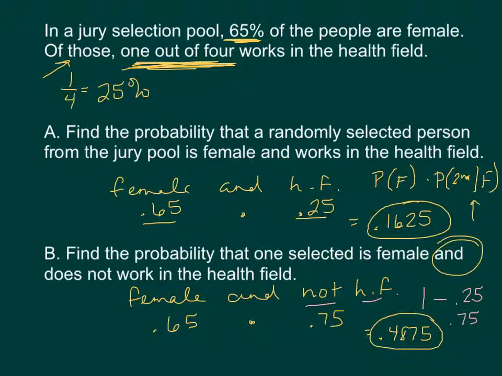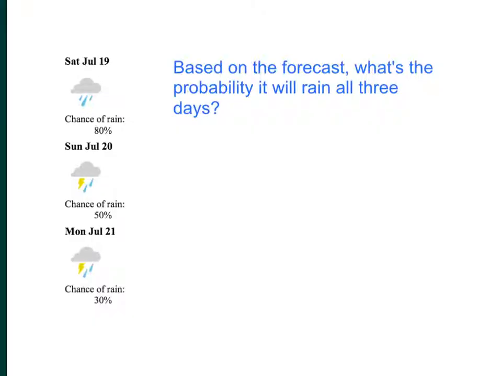So when you have multiple events, and I might have had, well, anyway, that's just one example there. All right, let's look at another kind of, just our last sort of multiplication probability.